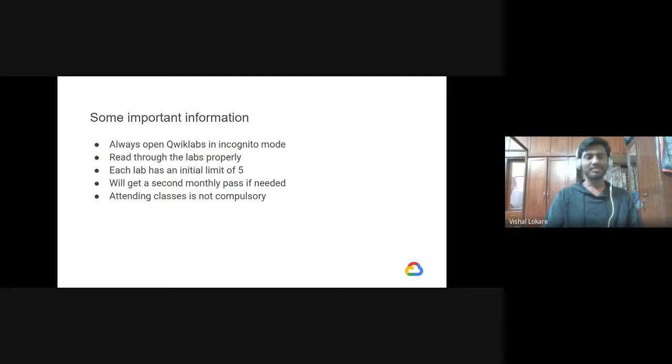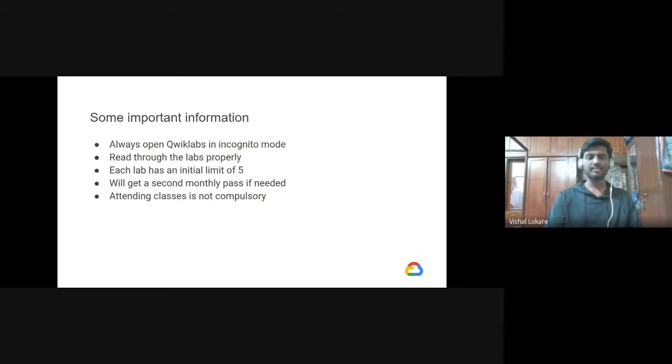Okay, so some important information first. It's recommended that you open Qwiklabs every time in incognito mode, because whenever you open a lab, Google tries to sign in with the already signed in accounts. So let's say you have your personal account, it will try to sign in to Qwiklabs with that account. That will not happen in incognito mode, so it's better to always use incognito mode. Plus, you just have to sign in once, and then in each lab, like you would have done two labs by now, in which you would have become a bit familiar with the Qwiklabs platform.